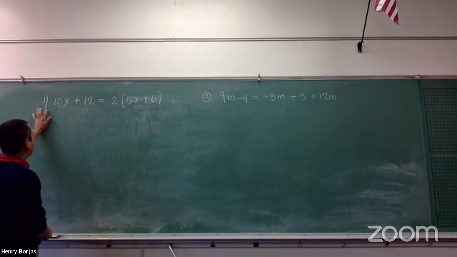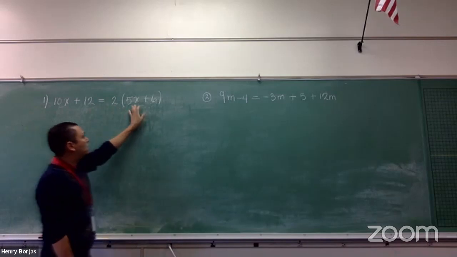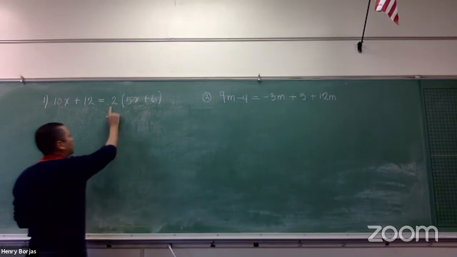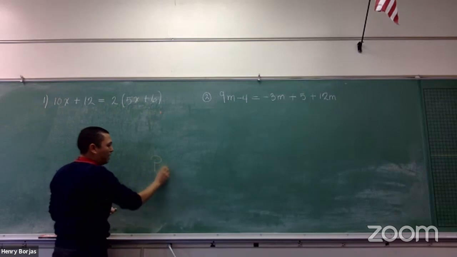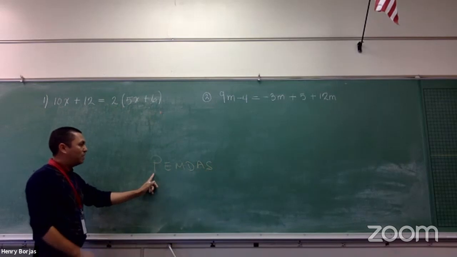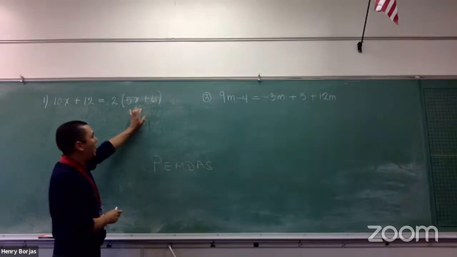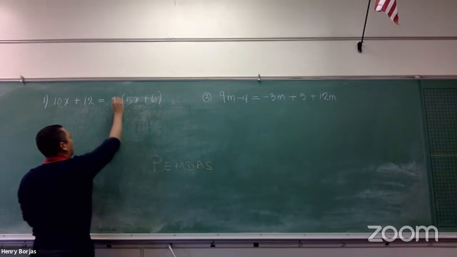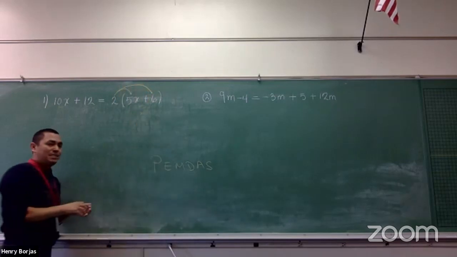For example, problem number 1: 10x plus 12 equals 2 parentheses 5x plus 6. What am I going to do? First of all, I'm going to apply the distributive property. I have parentheses, and we saw at the beginning the PEMDAS rule, so we start with parentheses first. Inside the parentheses there is nothing I can do, I have 5x plus 6, so you cannot simplify, but I can apply the distributive property: 2 times 5 and 2 times 6.